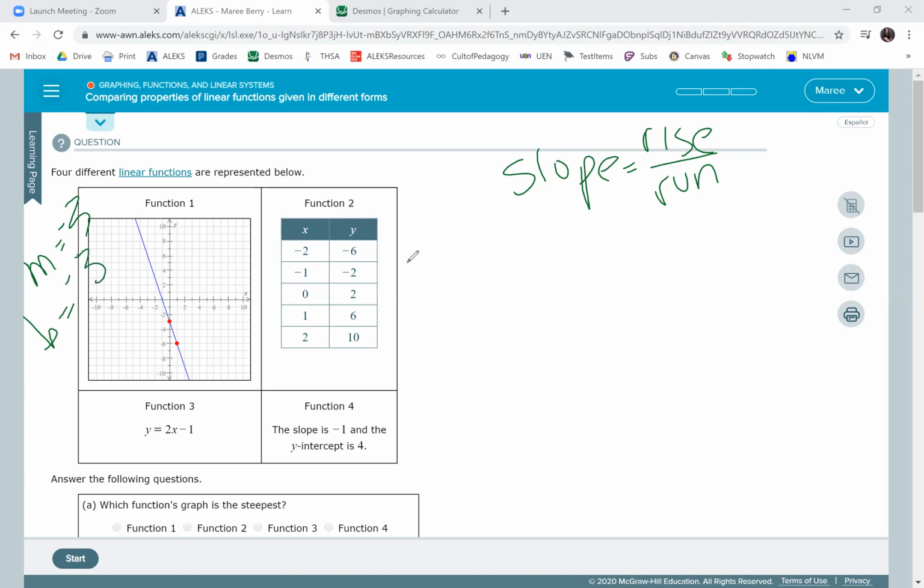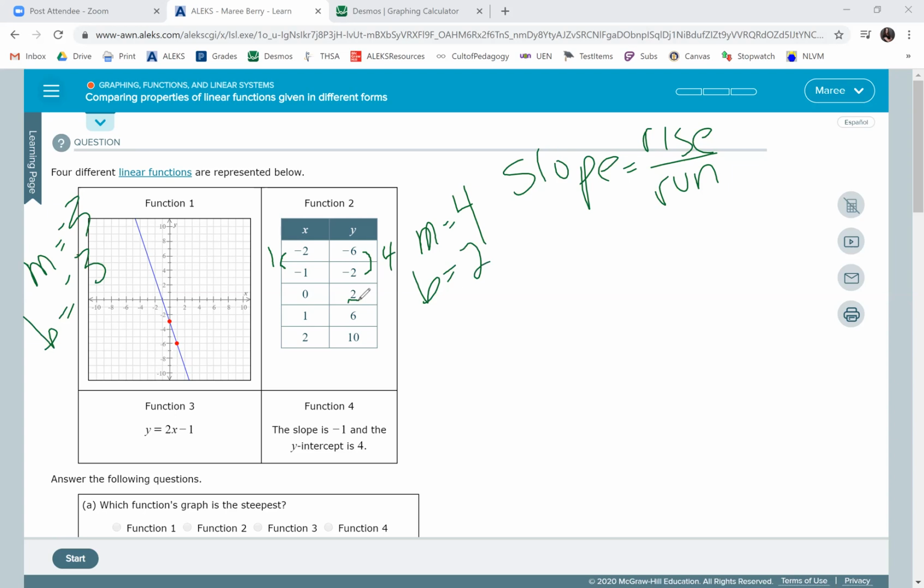On this one, to find the slope, we have to look between the two y's. We're going up from -6 to -2, which is 4 points. So that's our rise, and our run is, we're going to the right 1. So it's 4 divided by 1. So the slope here is a 4. And the y-intercept is just when x is 0. So the y-intercept would be 2.